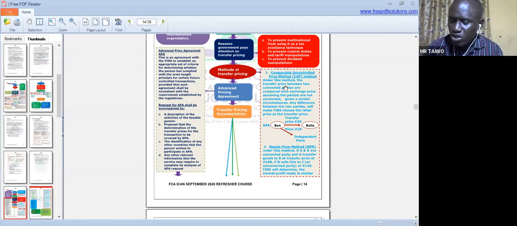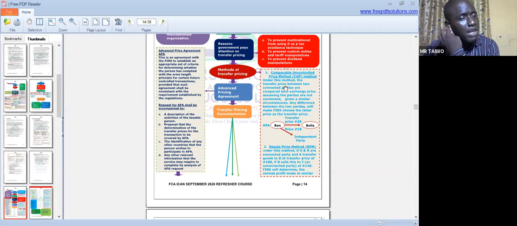Assuming you are having two divisions, division A and division B. You can start noting this. The two of them are under the same company, but the two of them are divisions of that company. Now, obviously there can be intercompany transfer of goods, whether A is transferring to B. Let's assume A is transferring to B at maybe 100 naira.